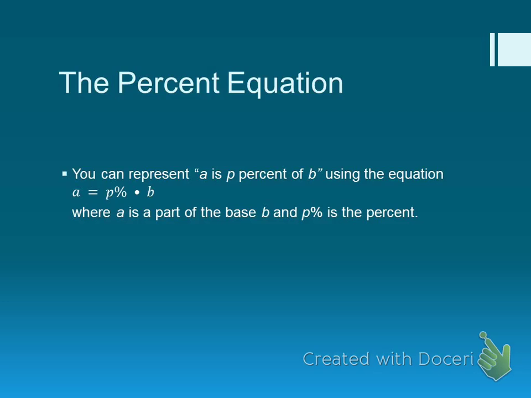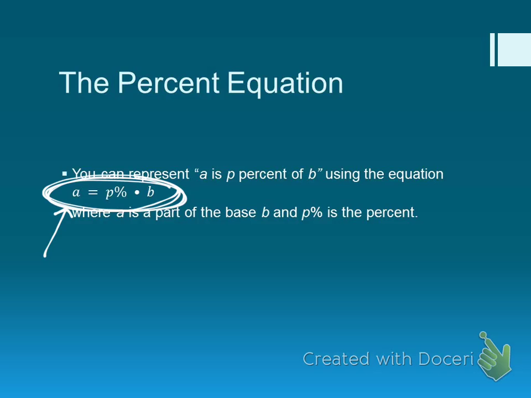So what was your original problem on your 7.2 homework? It was the formula, right? A over B equals P over 100. So guess what your formula is going to be on your homework tonight? A equals P percent times B. This is called the percent equation.